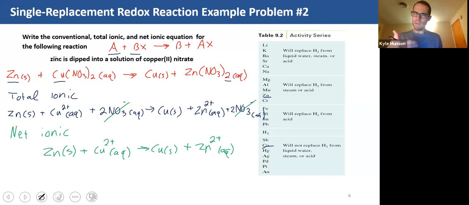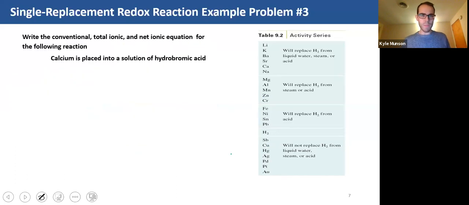So really the only thing different than what we've done before is using this activity series to see if the reaction will continue or not, or will happen or not. Okay, so there we go. That's the answer for this one. Let's do another example. And this one, why don't you do on your own actually? So pause the video, do exactly what we just did, use the activity series, and then we'll do it together.